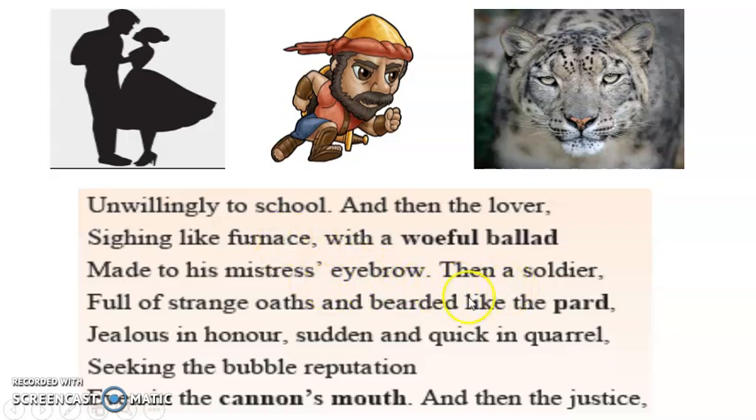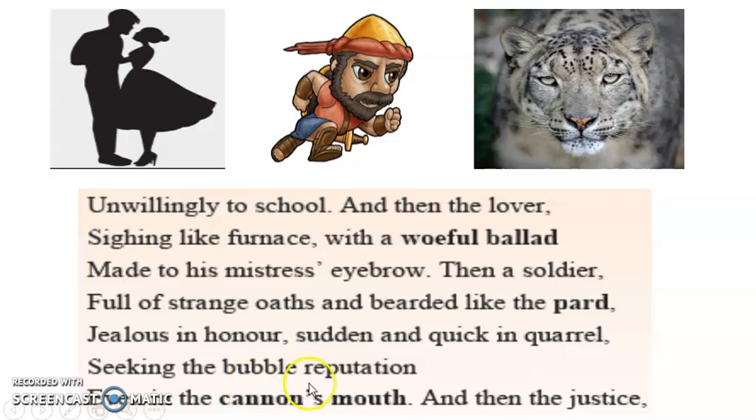The fourth stage was what? Then a soldier, full of strange oaths. And we said he is bearded like a pard. There's a comparison made here. Okay, pard is a short form of leopard, and he's jealous in honor, sudden and quick in quarrel. So you see that soldier. You see the soldier is always mouthful. Okay, seeking the bubble reputation.